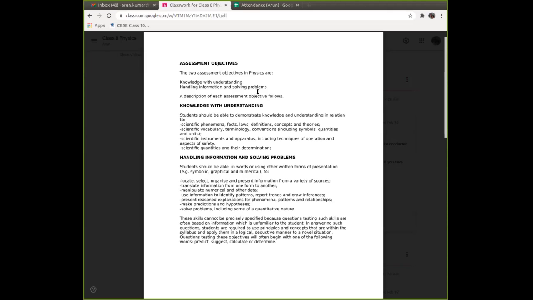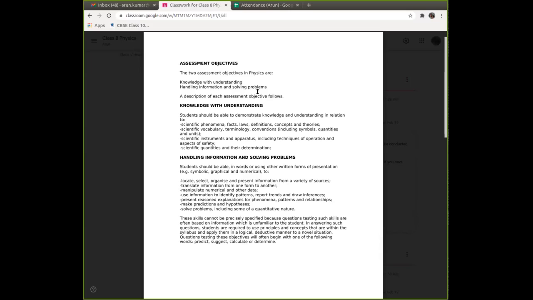Under handling information and solving problems, students should be able, in words or using other written forms of representation, symbolic, graphical, and numerical, to locate, select, organize, and present information from a variety of sources; translate information from one form to another; manipulate numerical and other data; use information to identify patterns, report trends, draw inferences, and present reasoned explanations for phenomena, something like what we did when we were talking about collisions; find patterns and relationships; make predictions and hypotheses; and solve problems, including some of a quantitative nature.